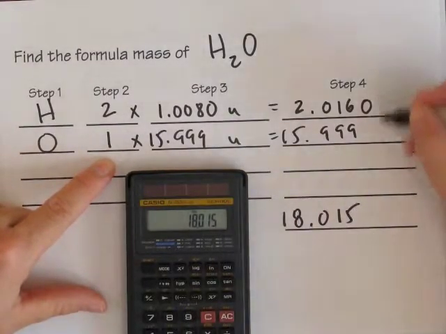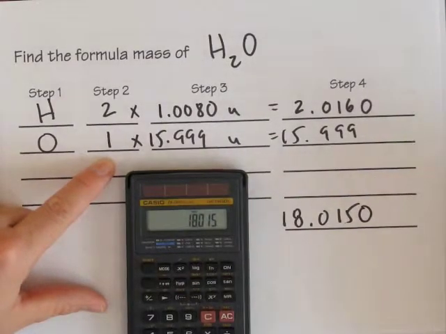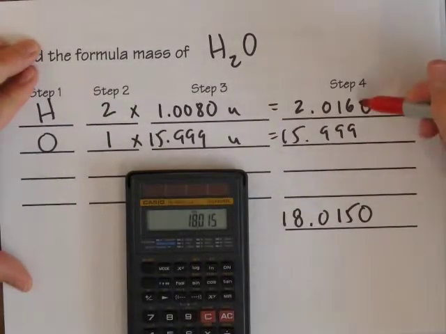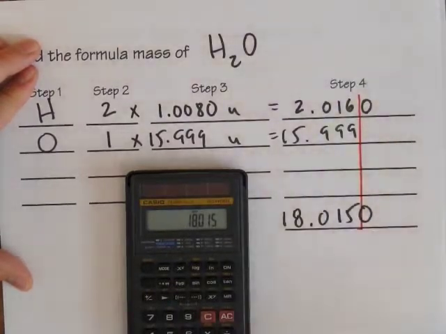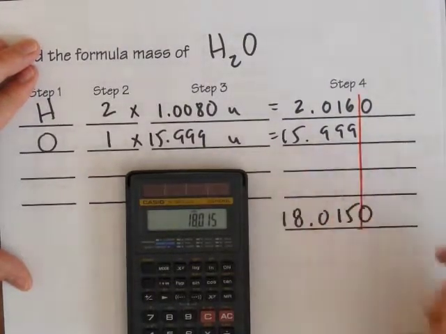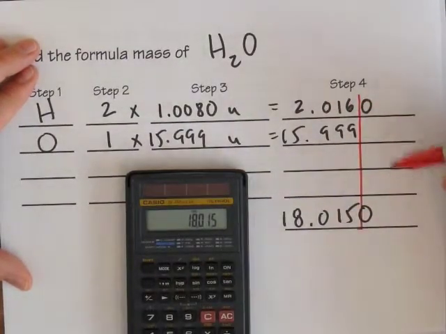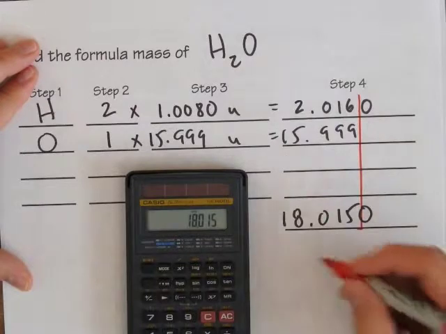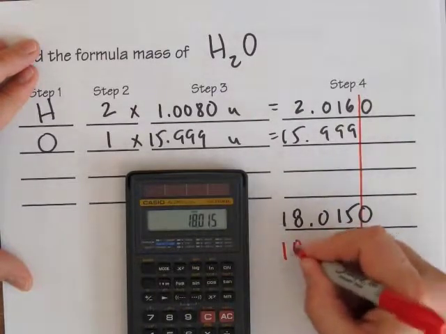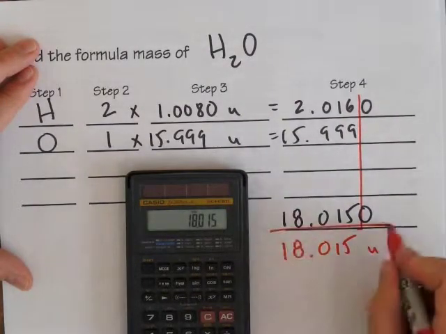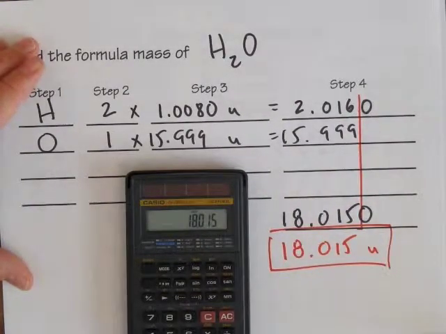18.015. If I had done it without the calculator, I would have had a 0 there. The rounding rule for adding and subtracting is to chop off your answer after the fewest decimal places. There are 3 places after the decimal point in this value, and there's 4 after in this value. So when I write my answer, I'll keep only 3 after the decimal point, 18.015 atomic mass units. That will be the answer. 1 molecule of water has a mass of 18.015 atomic mass units.